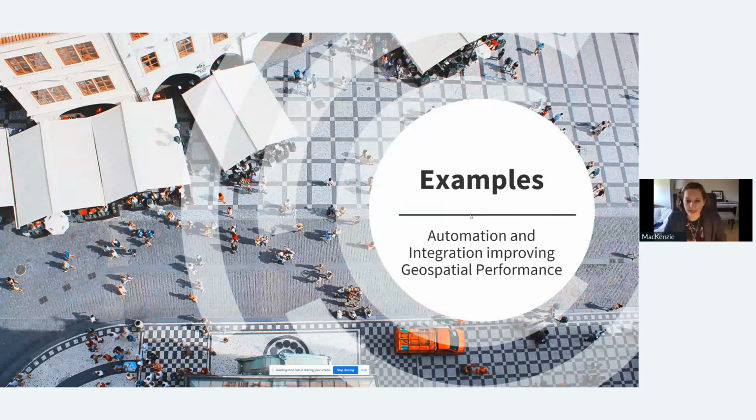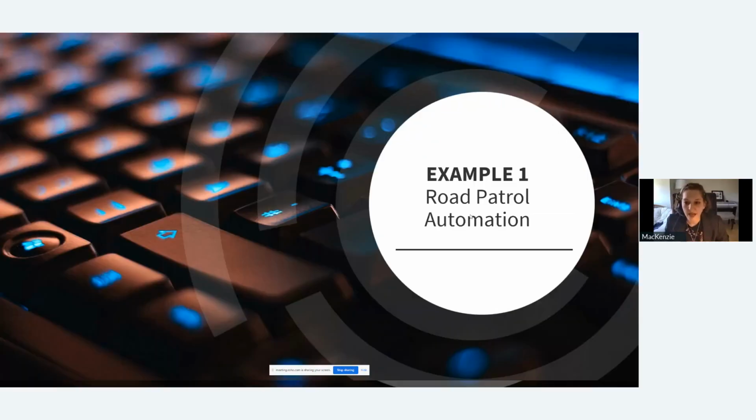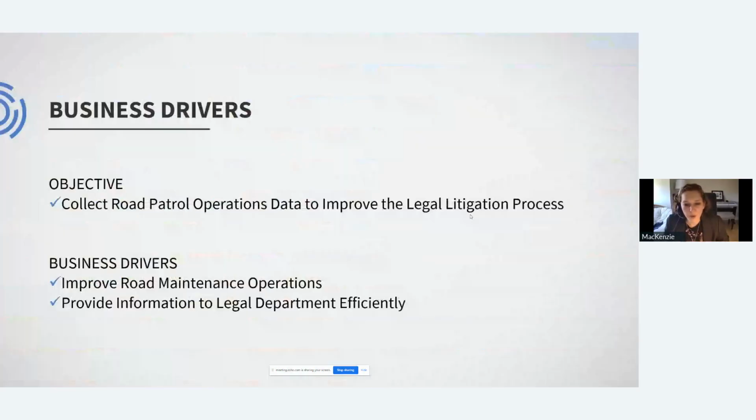Okay, so the last section that I wanted to go over was just to bring some examples of where automation, using a mix of FME and Esri tools, has helped different clients actually improve their geospatial performance. So the first one is a road patrol automation from a client. What they needed to do was collect road patrol operations data to improve the legal litigation process.